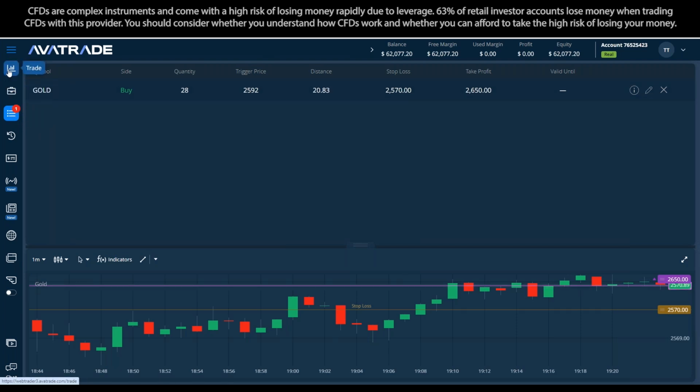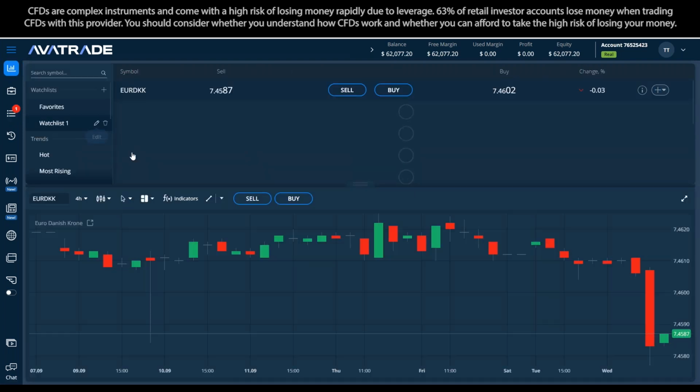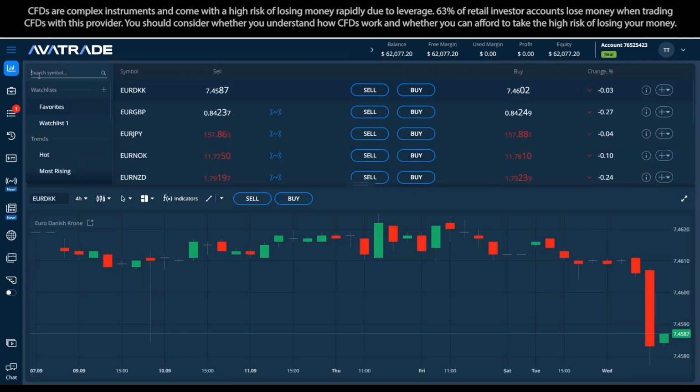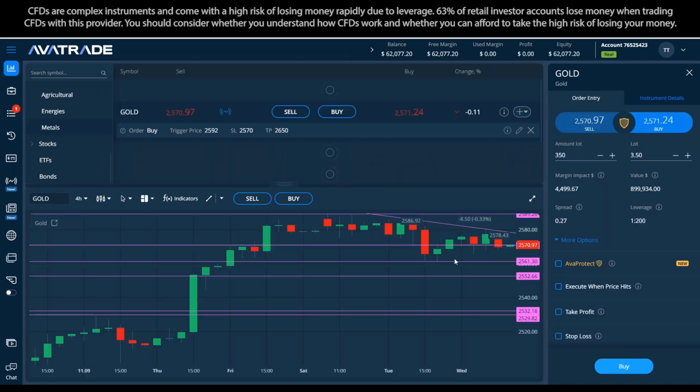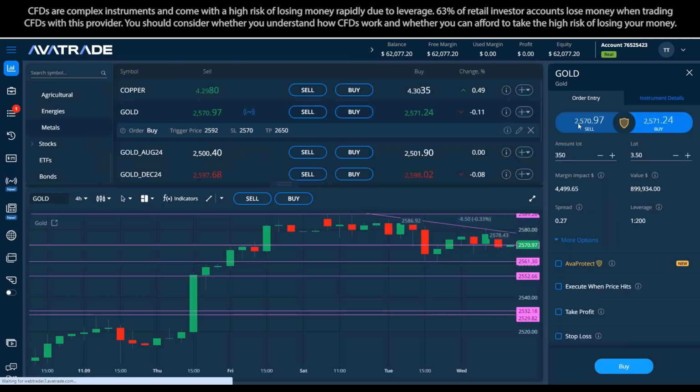Okay, and so now I can go back. Let's bring up gold again. Sorry, by switching sections, it defaulted back to another instrument. So let's bring up gold again. And now let's do the sell scenario.